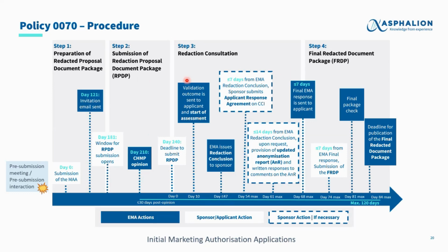Then there is the assessment phase from the EMA. The submission is validated, then the EMA sends their conclusions after review to the applicant. There is some exchange of comments for CCI and also for the anonymization report. And then finally, the EMA sends the final feedback to the applicant, and the final redacted document package is then prepared and submitted for publication on the website.